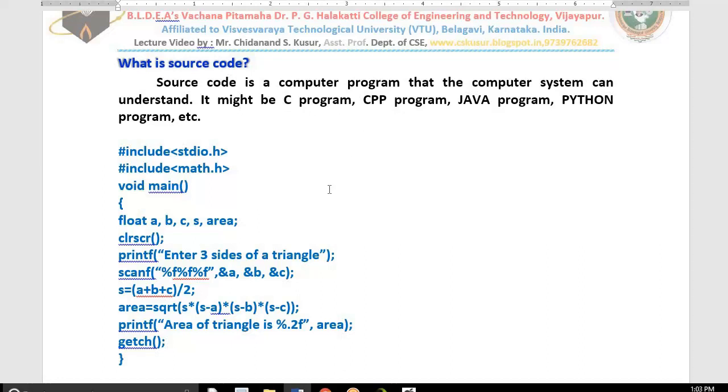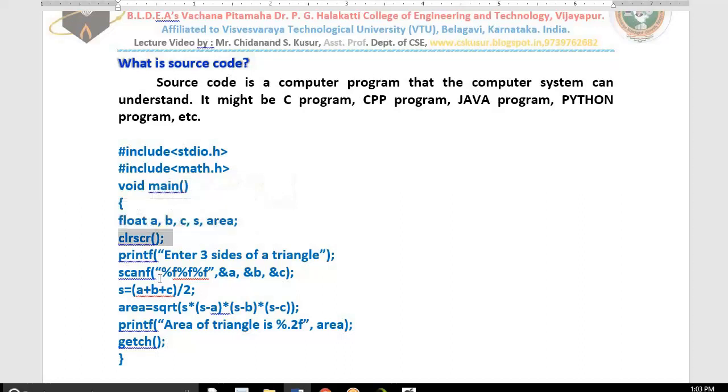How to write the program? Already we know. Hash include standard input and output header file. Hash include math.h. Why? Because we are using the square root function. Next, void main. Void means the main function will not return any value to the operating system. How many variables we need? A, B, C, S, area. These names you can change according to your wish. No problem at all. Clear the screen.